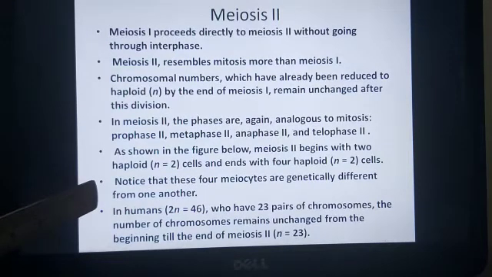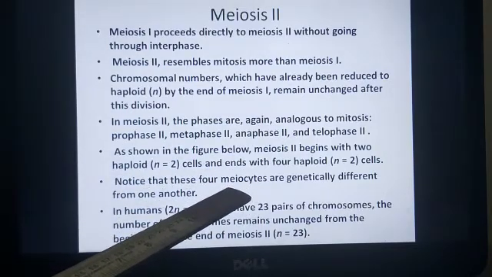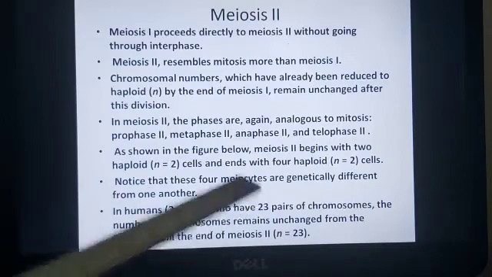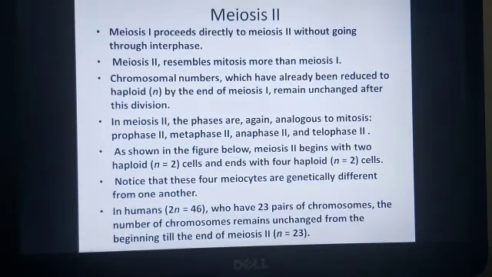Now here, one more thing, as I told you just now, the 4 meiocytes, that is 4 gametes which are formed, are genetically different from each other. That's why you can see various colors of blues and pinks in each of the chromosomes. So in humans who have 23 pairs of chromosomes, the number of chromosomes remains unchanged: in the beginning and at the end of meiosis 2 the N is 23.